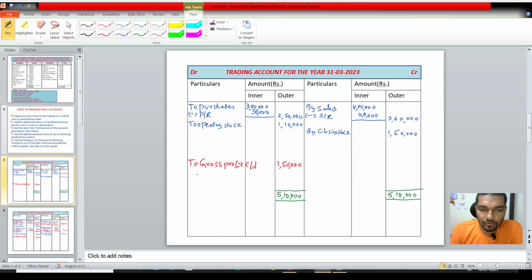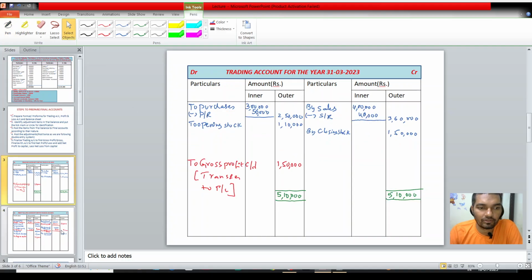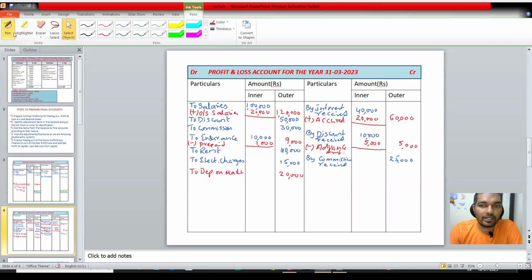So what we need to do, gross profit should always be transferred to the profit and loss account. So we need to transfer gross profit to the profit and loss account. How much gross profit did we get? 1,50,000 rupees. Whenever gross profit comes, it should be shown on the credit side.